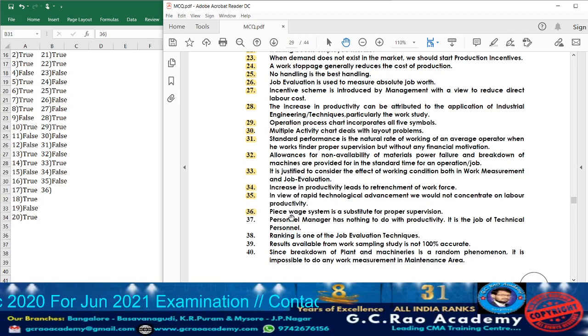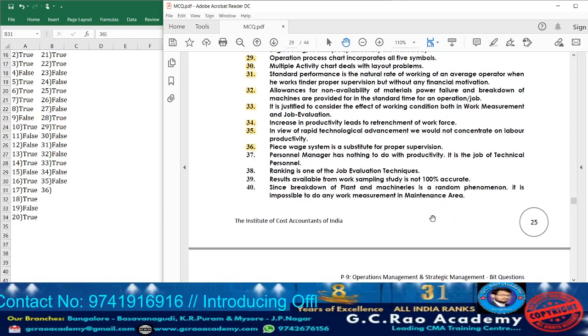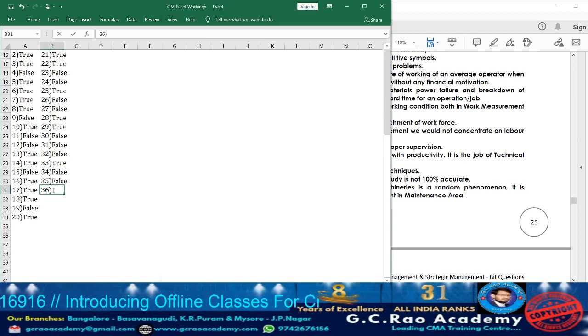What are they telling? A piece-based system is a proper substitute for proper supervision. False. Usually, so as to encourage the efficiency of the workers, the piece-based system is given, but it is not going to act as a substitute for proper supervision. So accordingly, statement 36, whatever they have given, it is false.